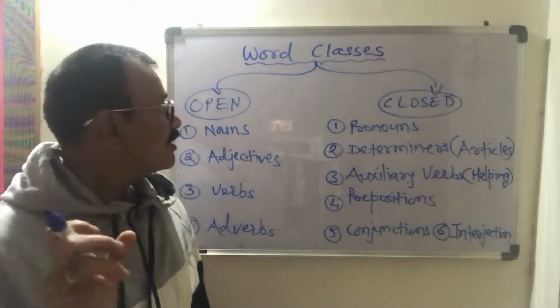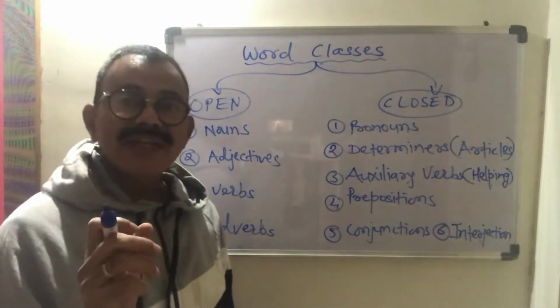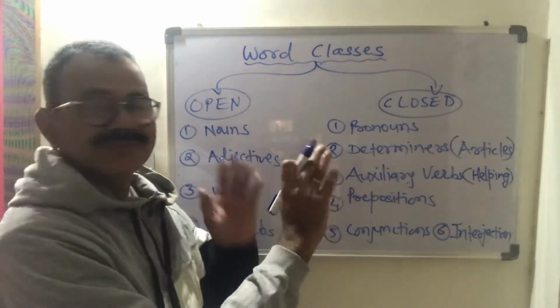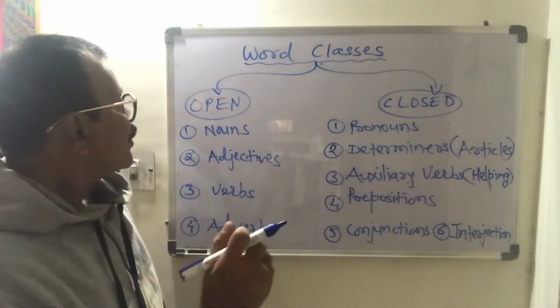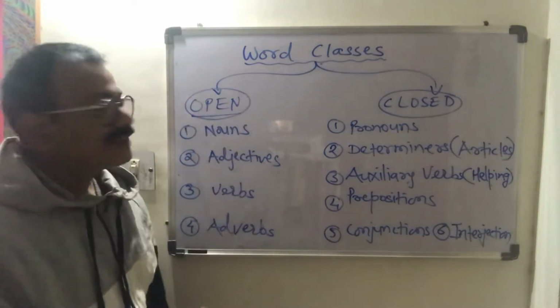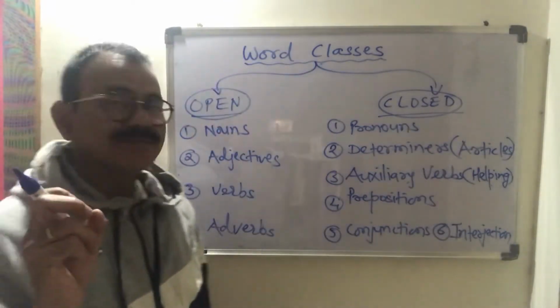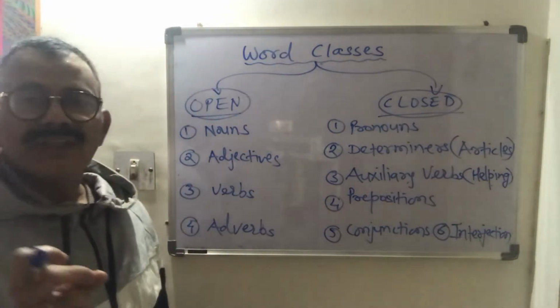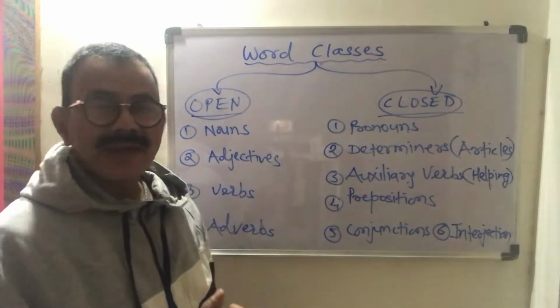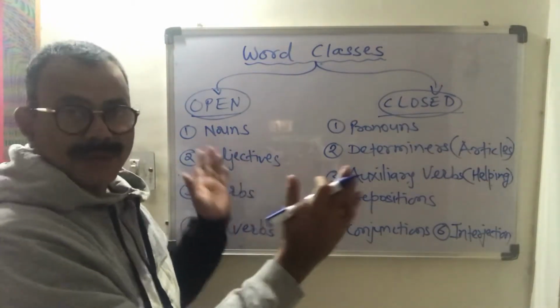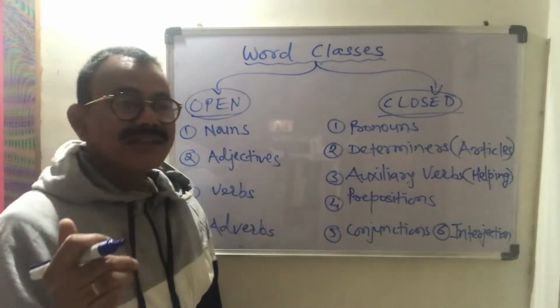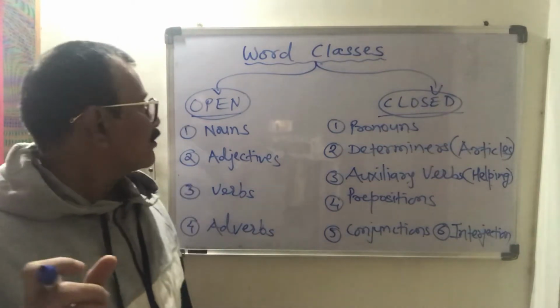So what we see here, these word classes have been divided into two groups. As you can see here, we have open word classes and we have closed word classes. Now there is a system. Based on that system, this classification has been made and the words have been separated for the easy convenience of our study.